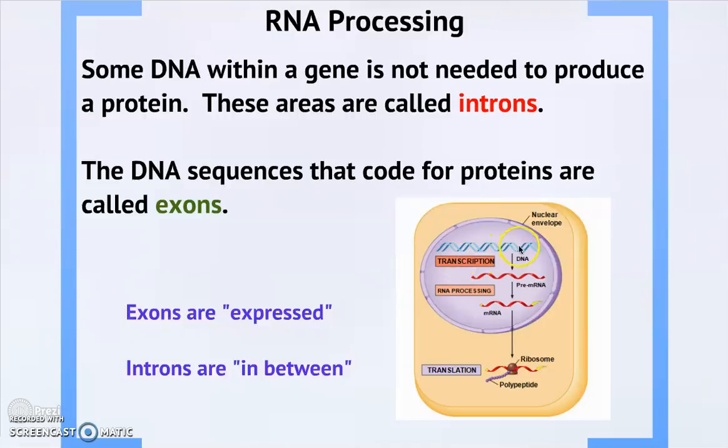Here we're showing DNA going through transcription, and there is a pre-mRNA copy made. Here we get just these exons, because that's all we actually need to make our proteins. If you think of exons as expressed and introns as in between.